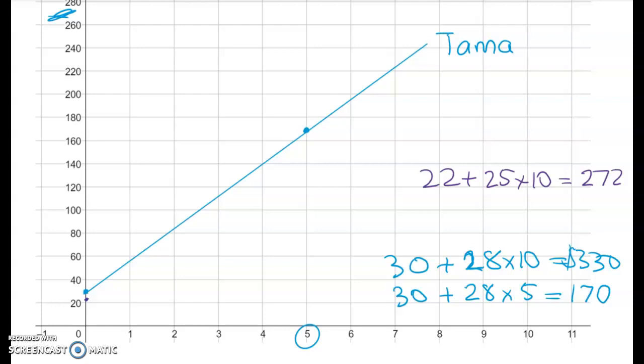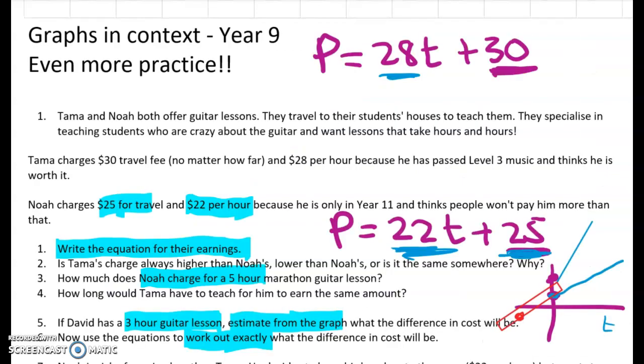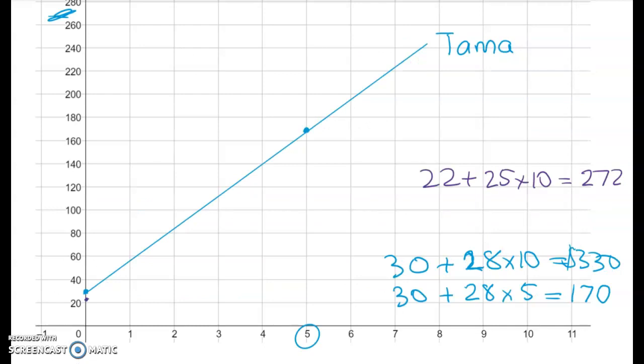Now, I think that's not right. I think it's meant to be $25 for his charge. It is, right? It's $25 for his travel fee. So that equation's incorrect, and so is that point there. It should be a tiny bit higher up. One of the reasons I've done this is so that you can see how tricky it is to try and draw this exactly right. It's pretty hard to see a difference between 22 and 25. But it's going to make a difference to how much he earns.